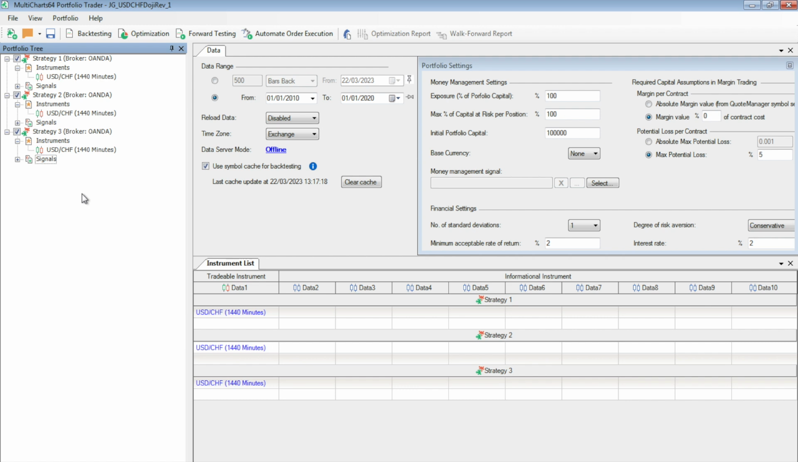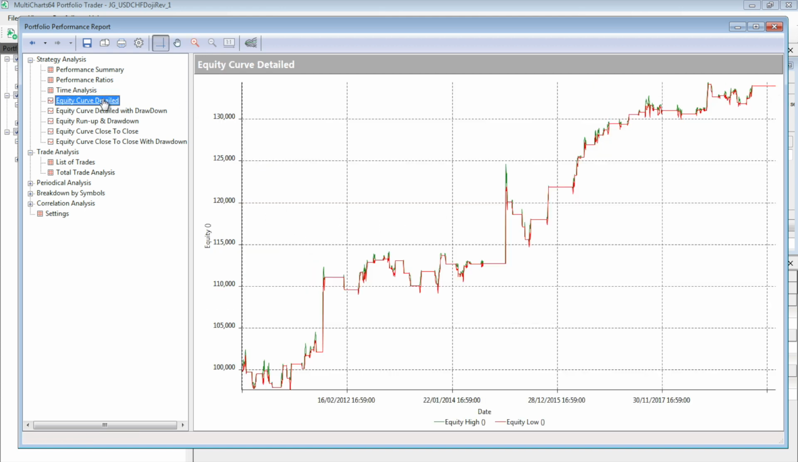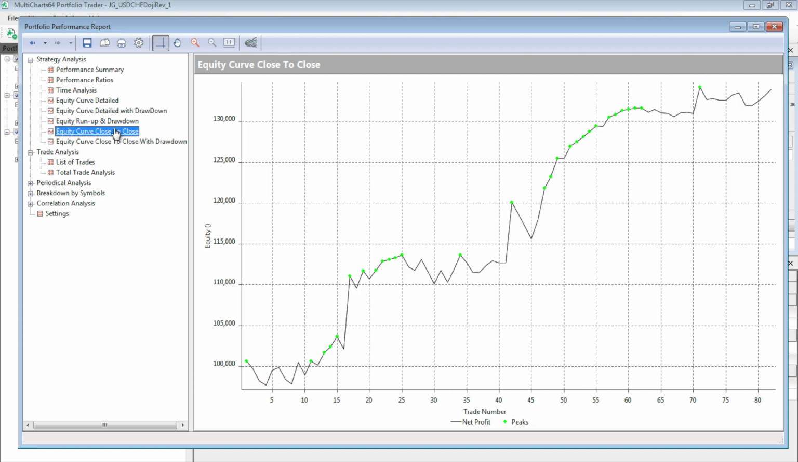Firstly, let's look at the results combining the three strategies just using the in-sample data. And you can see that we got data from January 2010 to January 2020, just like we've been testing on so far. So let's have a look at the results. Making almost 44,000. That's what the equity curve looks like, which is pretty nice. Close to close equity curve.